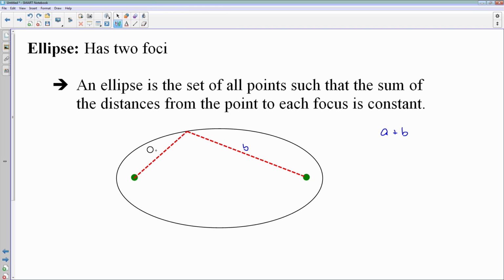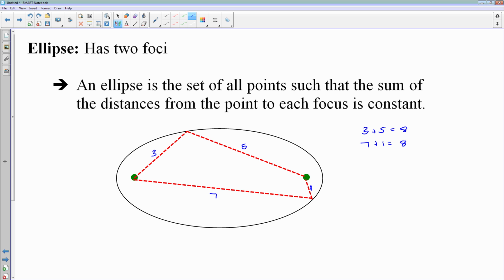So let's throw in some real numbers just to make it a little bit easier to understand. If this distance right here is 3 and this distance is 5, that's an overall distance of 8. If I were to draw a line here, and then back here, and let's say we know that this distance right here is 1, well, the two lengths have to add up to 8. So if this one's 1, this one has to be 7. The sum of those distances always has to be the same.